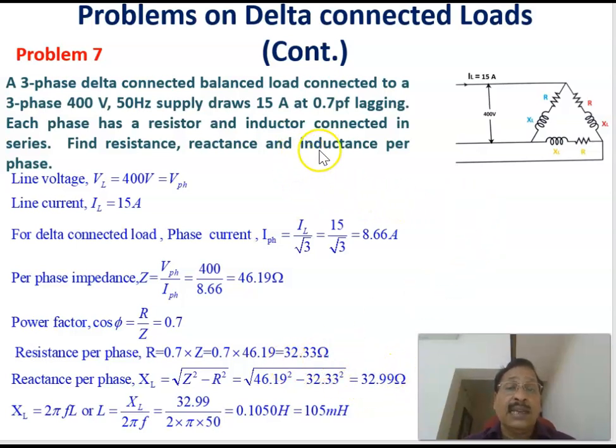Then the final part is to find out the inductance per phase. Inductive reactance XL is equal to 2 pi F into L, or L equals XL divided by 2 pi F. XL we have calculated as 32.99, divided by 2 pi into 50, where 50 is the frequency, which is equal to 0.1050 Henry or 105 millihenry. Therefore, that is the inductance, and the resistance is equal to 32.33 ohms.